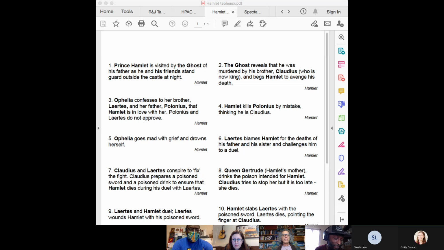Ophelia confesses to her father and her brother that Hamlet is her lover. She wants their approval, but she shouldn't even bother. Old Polonius is behind a curtain when Hamlet kills him by accident, hoping to kill Claudius instead.